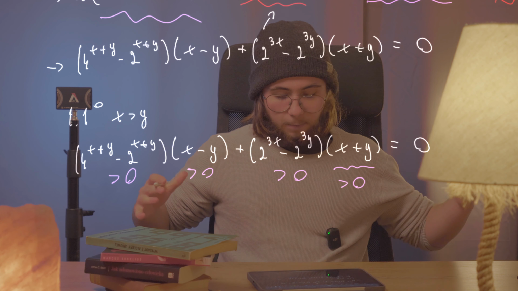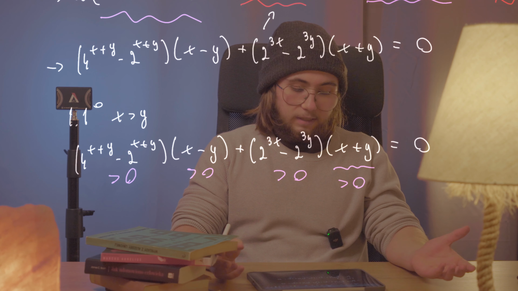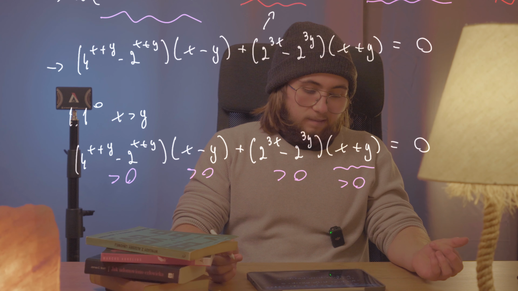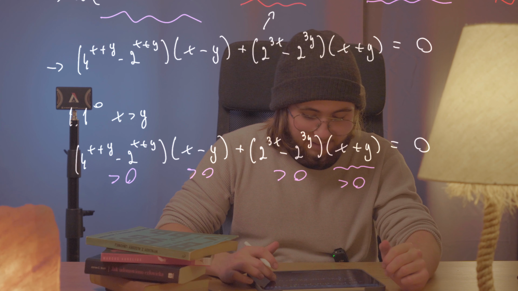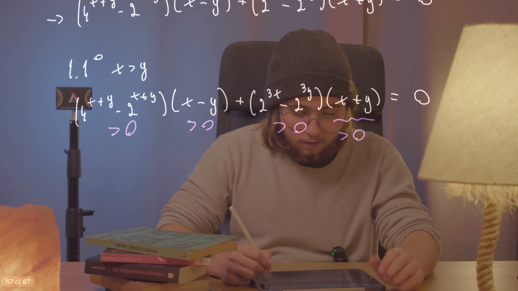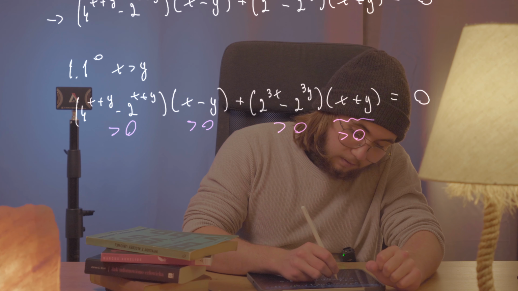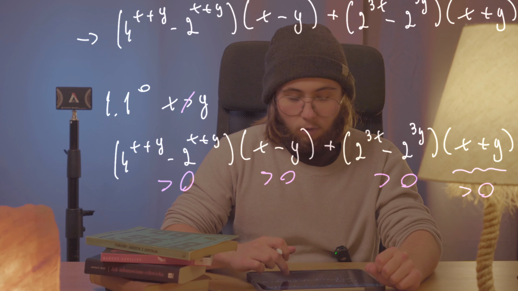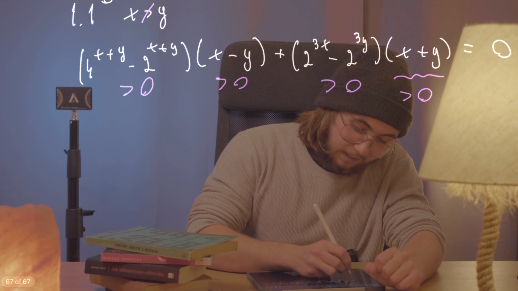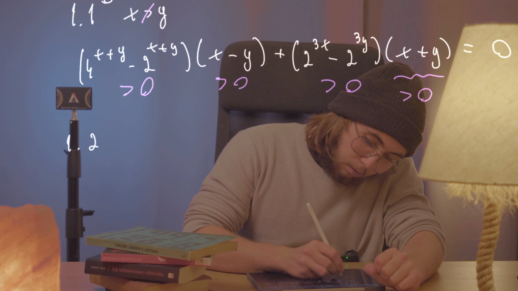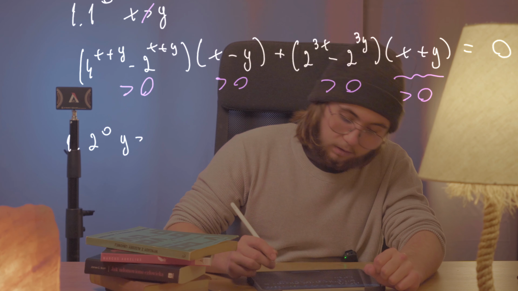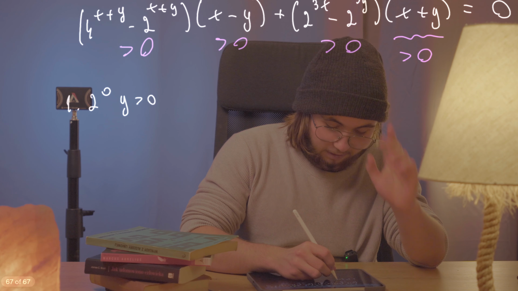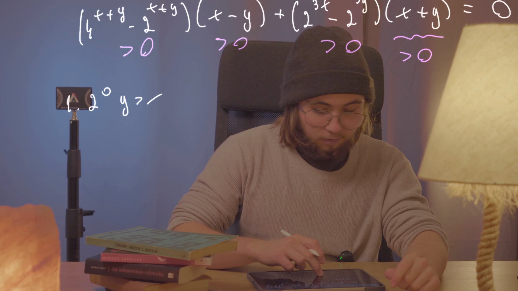And so we are just adding a bunch of things that are greater than 0, and we expect it to be 0. Yeah, I don't really like it, honestly. So we know that definitely x is not greater than y. Lovely. So now for the case 1.2, we've got that maybe y is gonna be greater than x. We know it's greater than 0.